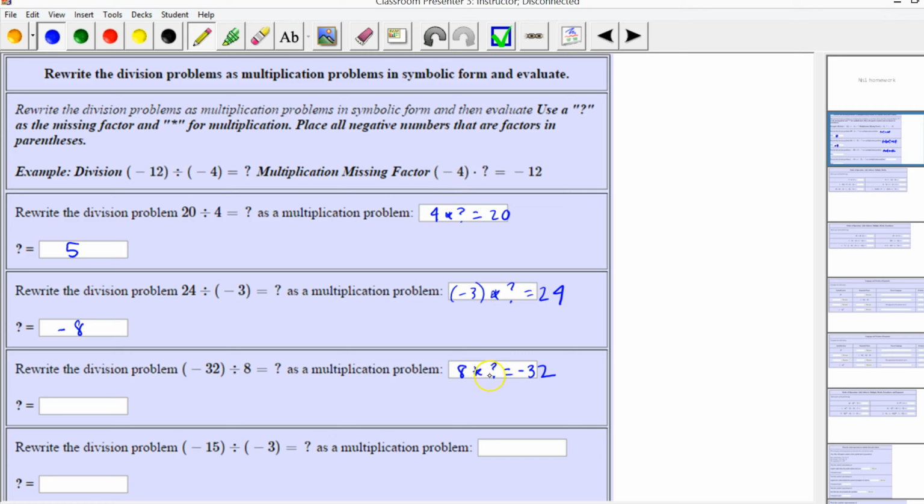Well, I would multiply 8 by 4 to get positive 32, so I'd multiply 8 by negative 4 to get negative 32. And finally we have negative 15 divided by negative 3 equals what number? Or negative 3 times what number equals negative 15. Well, to get from 3 to 15, I'd multiply by 5. And since one factor is negative and the answer is negative, that means the 5 must be positive, because a positive times a negative gives a negative.